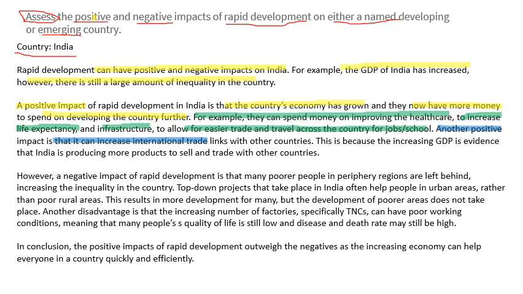Now, finally, they've made a judgment. In conclusion, the positive impacts of rapid development outweigh the negatives, and they've given a reason for their opinion there. So they've given a judgment. So if we look at that, what do we think we awarded? Well, this was awarded a top of level 2, 6 marks. The reason that it didn't get any more than that is because it didn't give any specific examples or locations within India. Had it done so, then that would have got sort of 7 or 8 marks.